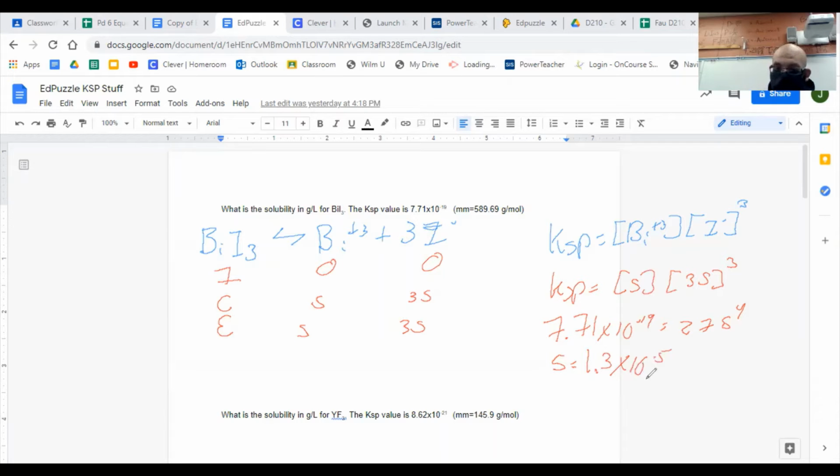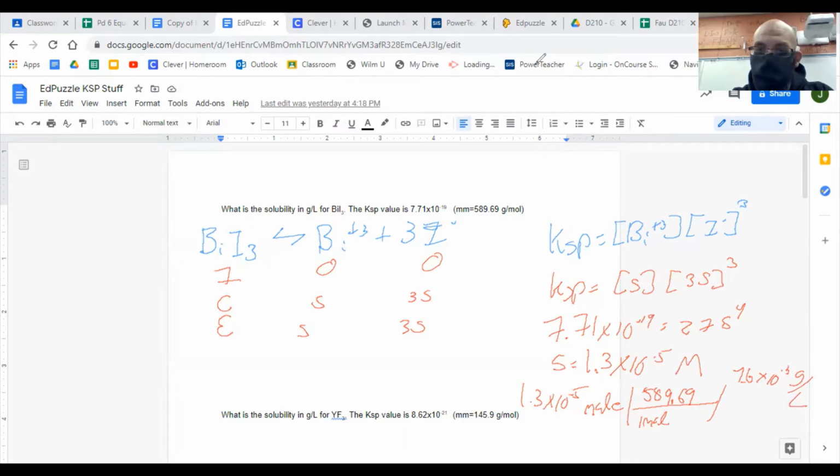All right, so that's our solubility, but this is the molar solubility, so we've got to convert to grams per liter. Let's take that and multiply by the molar mass, which is 589.69 grams per 1 mole. And we find that the solubility is 7.6 or 7.7 times 10 to the negative 3rd grams per liter.